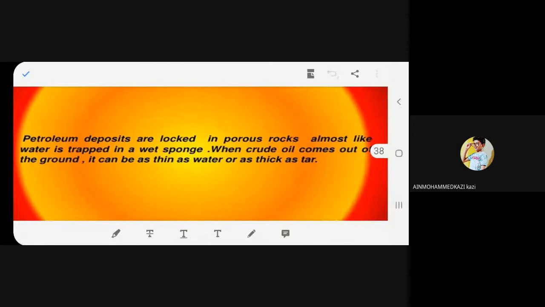So here we start with lesson number 5, coal and petroleum. We have finished with coal and we have started with petroleum. I take it for granted that you are thorough with the topic of coal. If at all you have any problem, you can ask me anytime. You can WhatsApp me or you can call me.